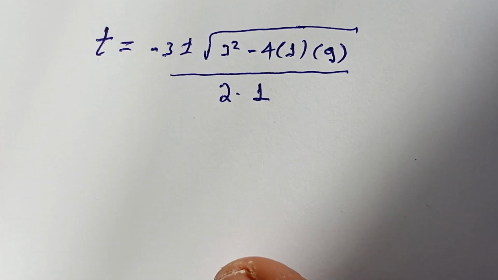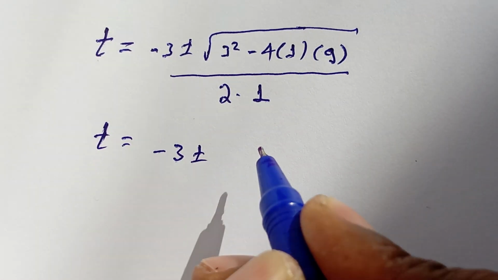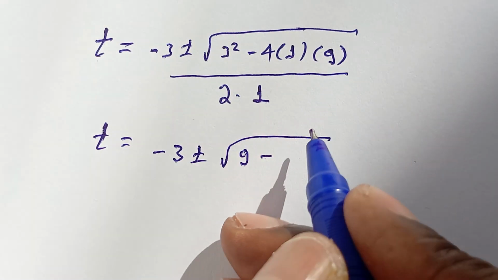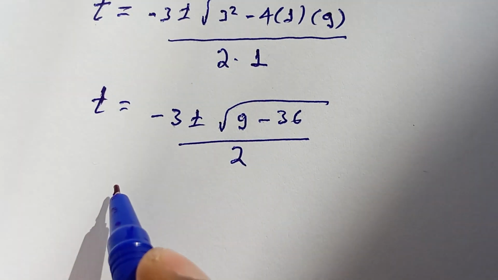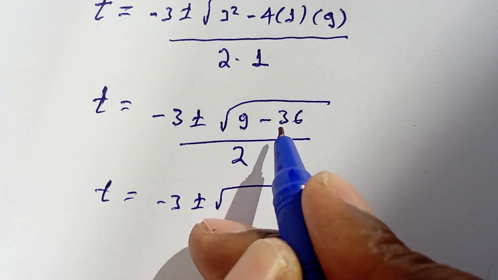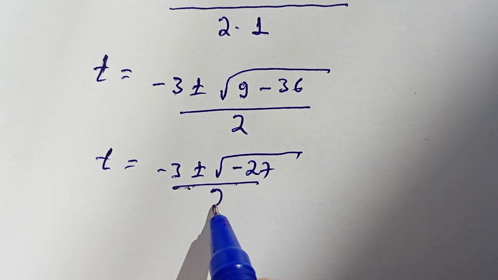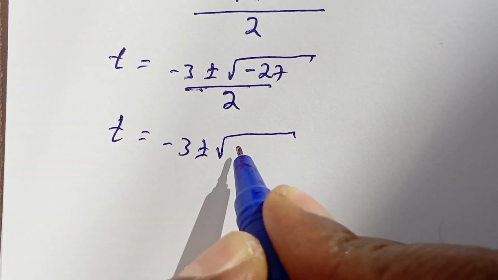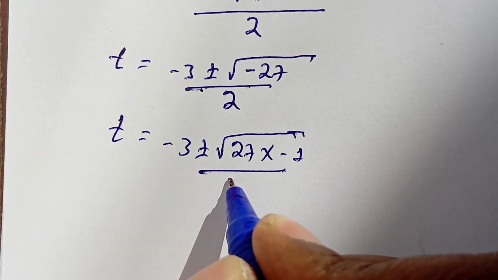So this t is equal to minus 3 plus or minus the square root of 3 squared is 9, minus 4 times 1 times 9 is 36, over 2. So t is equal to minus 3 plus or minus the square root of 9 minus 36, which is minus 27, over 2. t is equal to minus 3 plus or minus the square root of 27 times minus 1 over 2.